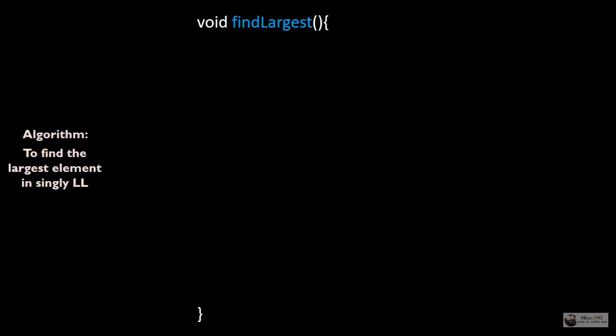Let's see the algorithm to find the largest value in a single linked list. We have now written the algorithm inside a function named find largest. First we check whether begin is null. If the begin pointer is pointing to null, that means the single linked list is empty. We have nothing to find because the list itself is empty.